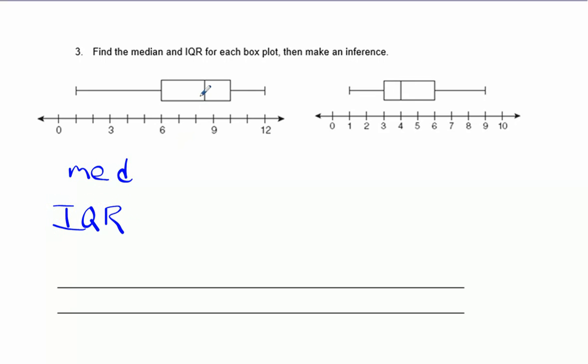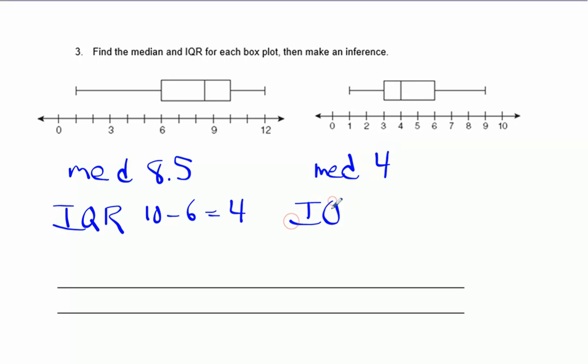Here we go. So the median for this one is, well, this is 6. This must be 7. This must be 8, which means this is going to be about 8.5, making this guy about 10, and the lower quartile 6, making my IQR 4 over here. Again, got a little trickier each time. Median was 4. IQR is 6 here and 3 here, which makes this 3.